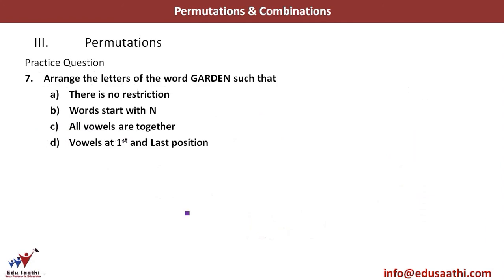Let's have another question here. Arrange the letters of the word garden in such a way that, case 1, part A, there is no restriction. If there is no restriction, I just need to count the number of letters in the word garden, and that many factorial is the answer. So I have garden, this has 6 letters. So the number of words that can be formed if there is no restriction is 6 factorial, which is nothing but 720.